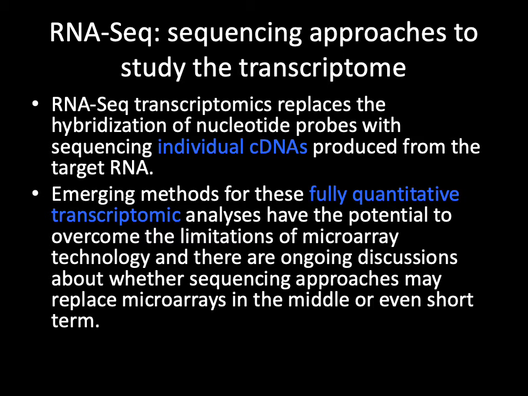RNA-seq. So this is essentially transcriptomics which replaces the hybridization of a nucleotide probe with sequencing of individual cDNA, which is produced from a target RNA. The emerging methods for fully quantitative transcriptomic analysis have the potential to overcome the limitations of microarray technology, and there are ongoing discussions about whether sequencing approaches may replace microarrays in the medium or even the short term.